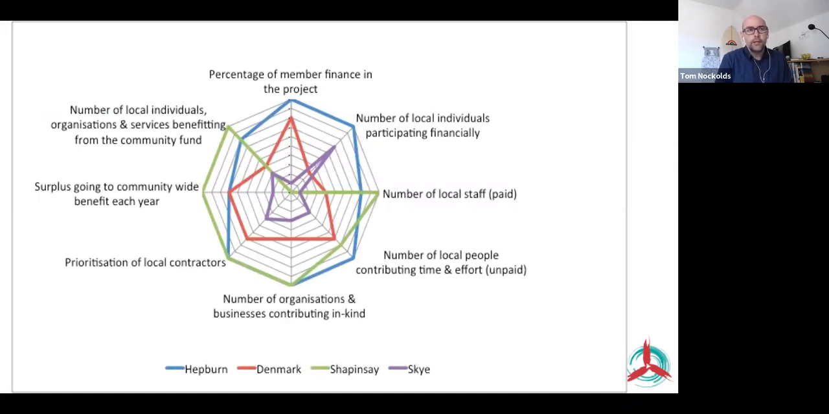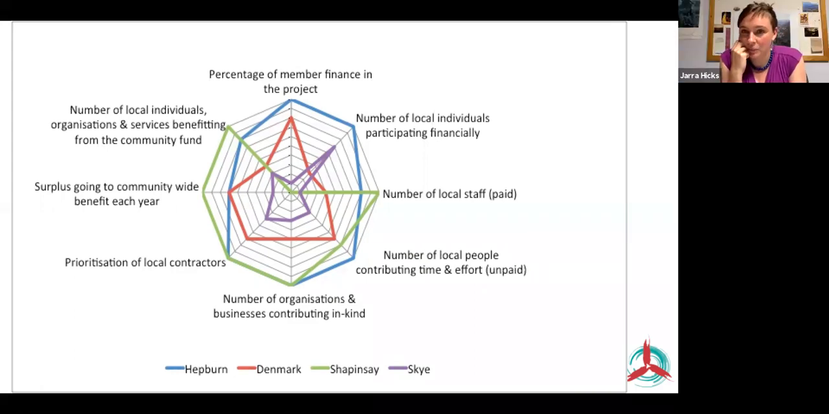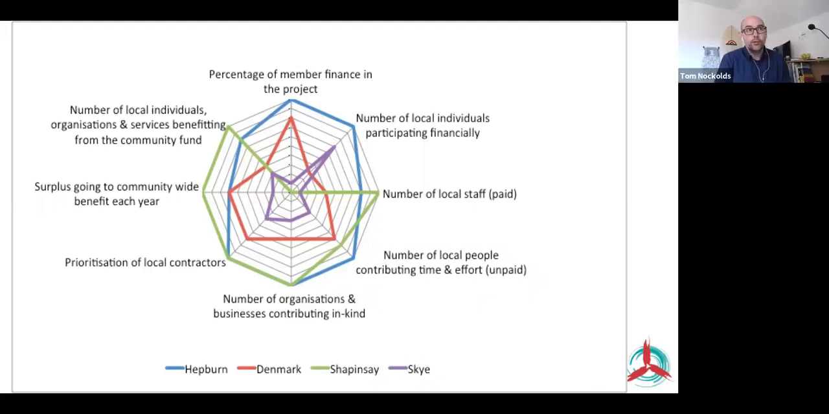My comment on Chapinsay having no investors is that their decision to not have investors might have been driven by a desire to not have value being drawn by a limited number of people in their community. Yep, absolutely, you're right. And if they were developing a participation footprint for themselves, they probably wouldn't include those two metrics, percentage of member finance in the project, number of locals individually participating financially, and their footprint would actually be a complete footprint, covering the maximum possible area.